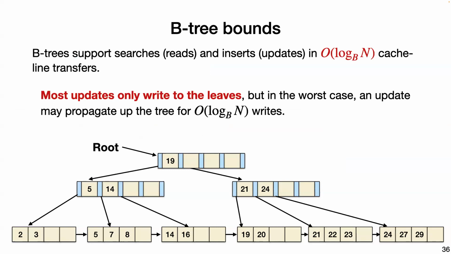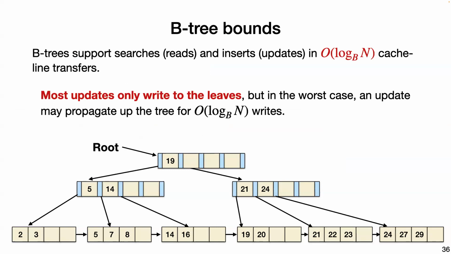Okay. And yeah, so B trees are this cache-friendly data structure. They support searches and inserts in log-base B of n cache line transfers. And most updates only write to the leaves, because most of the time you don't have to propagate something up. You only have to propagate something up every B insertions. But in the worst case, you have to propagate all the way up.